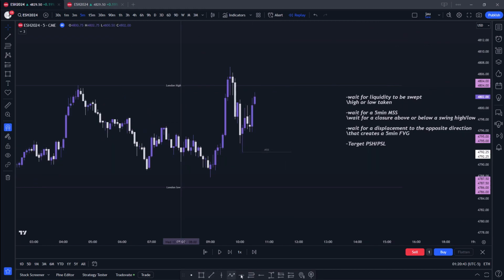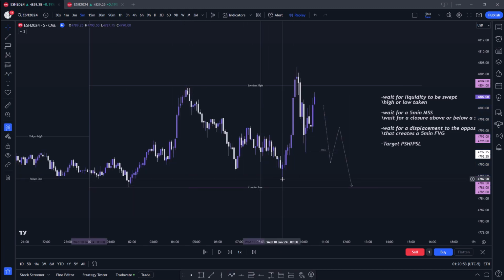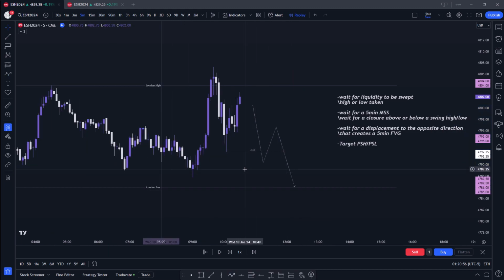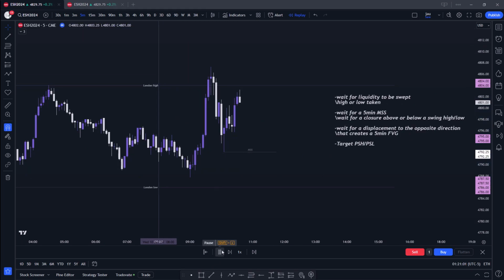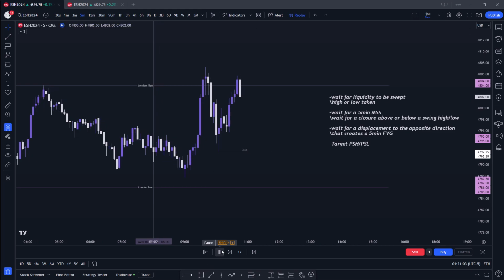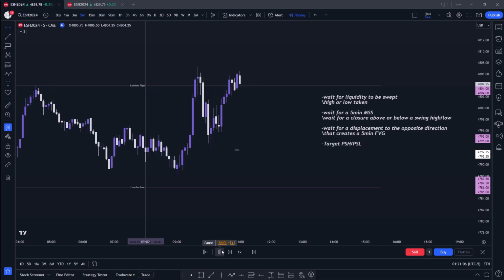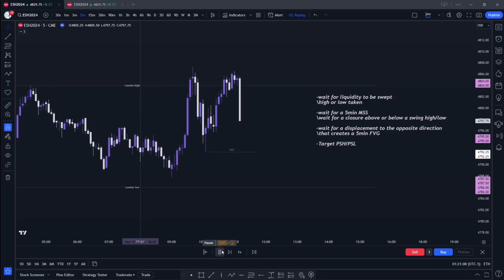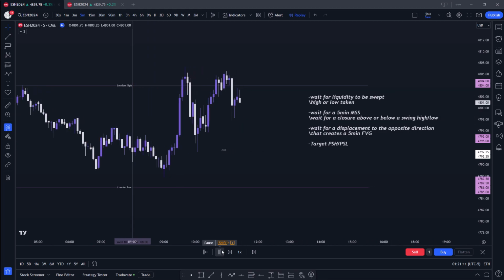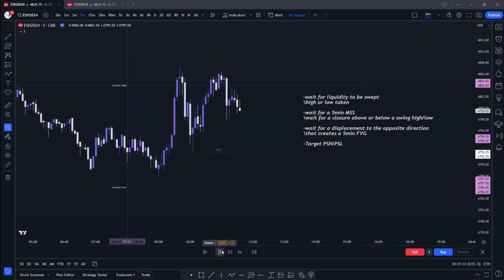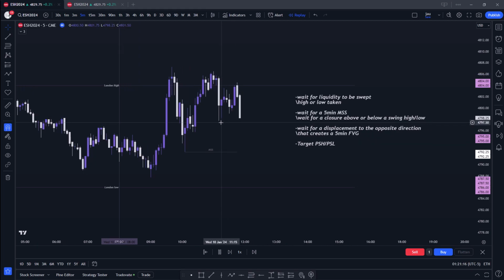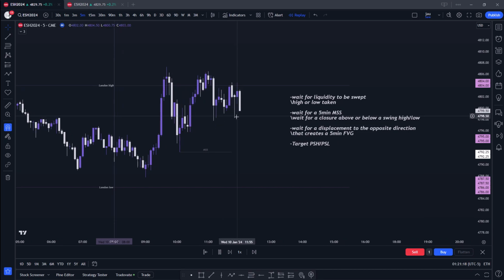So if we get a closure below the swing low, when we come back to any fair value gap here, we should be selling to take out the previous session low, which is the London session now, right? So that's the game plan. Let's see how it plays out. We can see we're trading back again to that London high. We are displacing yet again. We have another swing low we can work with at that point, and price just kind of meanders around.